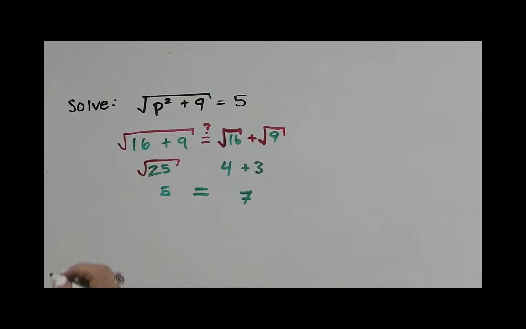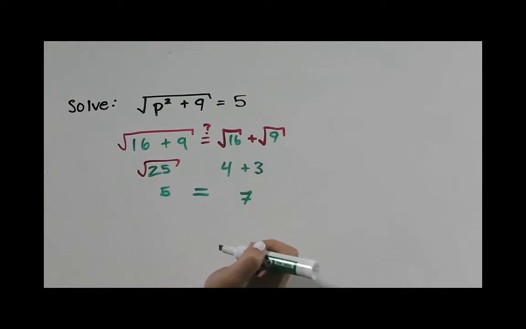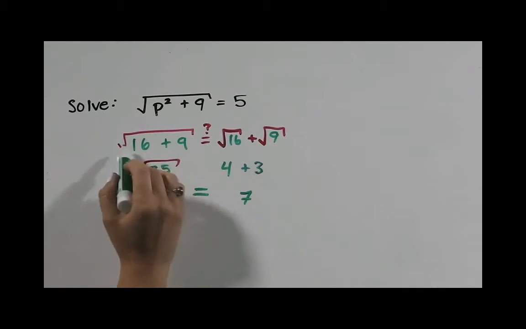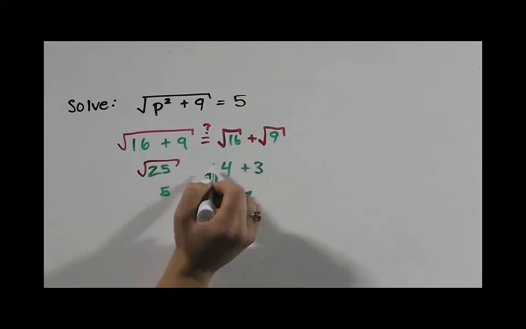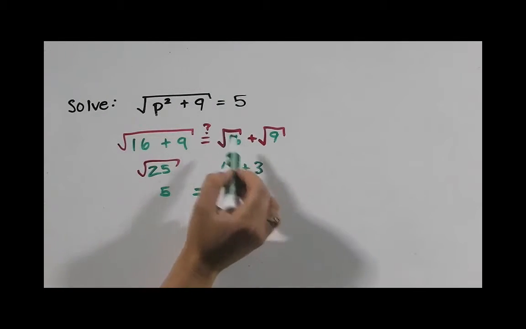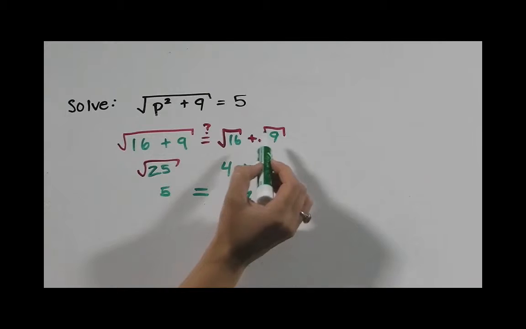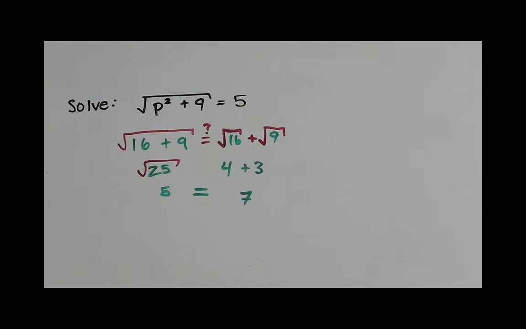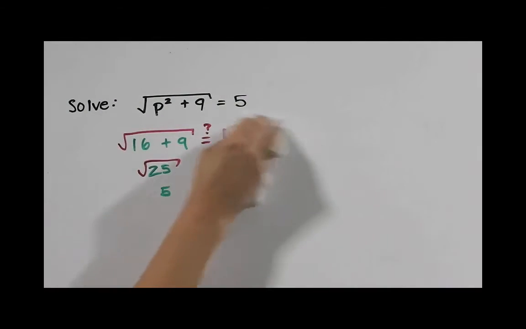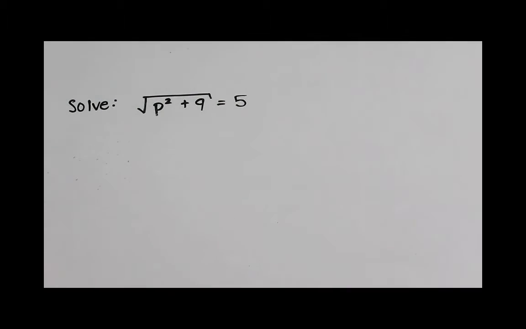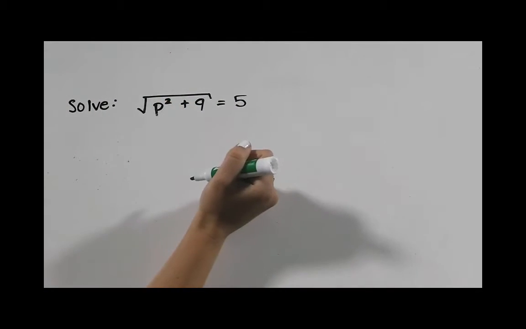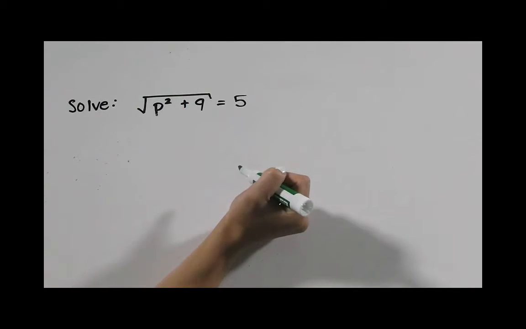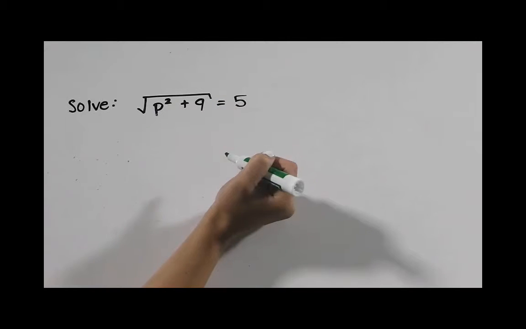5 does not equal 7, so this is a counterexample to the idea that the square root of a sum of two squares under the radical sign is equal to the square root of the first term plus the square root of the second term. Let's get back to our original equation. So we can't just get rid of this radical sign right away by taking the square root of both of these terms. What's something else we can do to isolate this half of the equation?